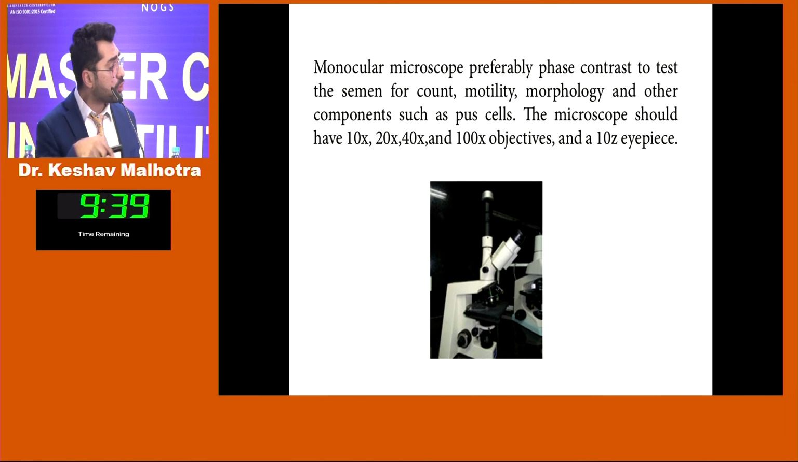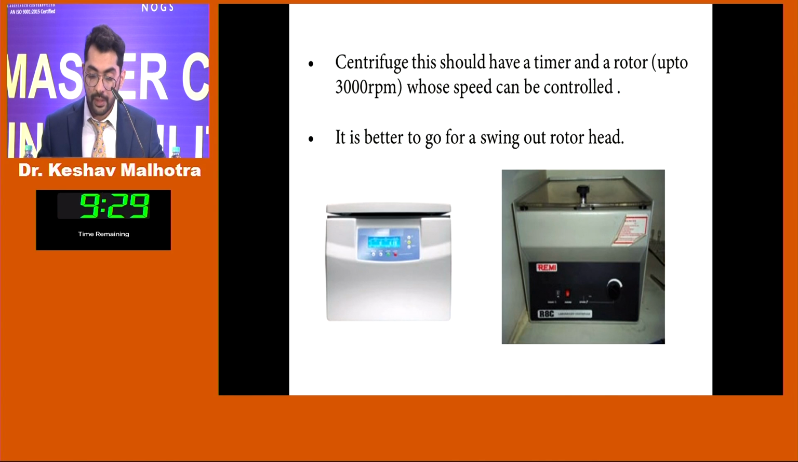Now this is the microscope that's preferred. It's a basic monocular microscope. It's a simple microscope, goes up to 10, 20, 40 and 100 times objective, and that's something that all IUI labs should have. A centrifuge can be a basic centrifuge like the REMI ones which we all have, or it can be a digital centrifuge which are the new ones which are coming up.